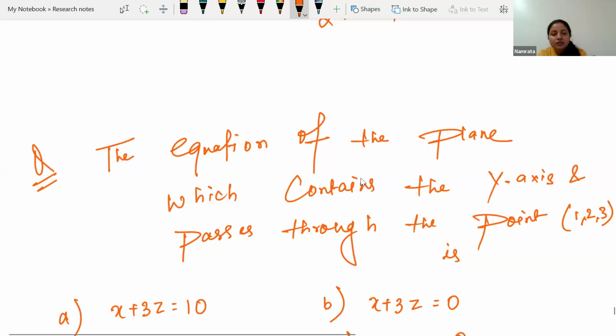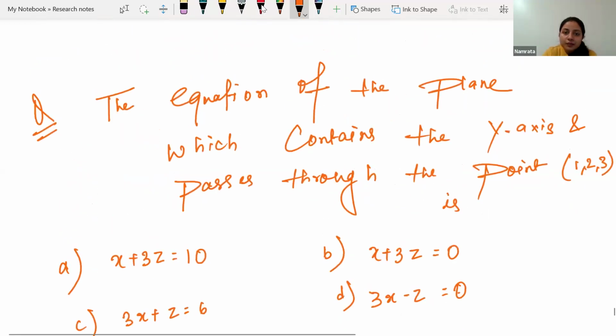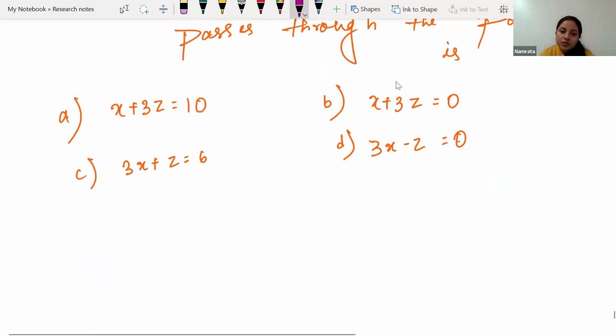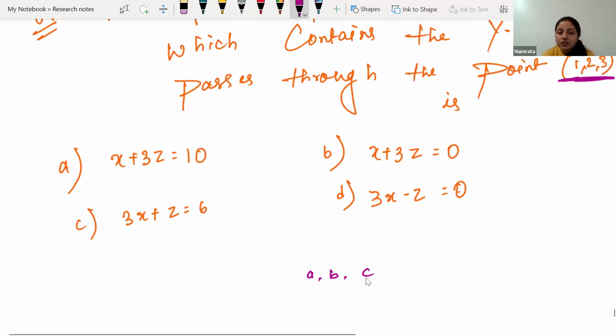Okay, let's see what the question says. Equation of a plane which contains the y-axis and passes through this point. Okay, so we know that equation of a plane passing through a certain point and having direction ratio, let's say direction ratio is a, b, c. So equation of a plane will look like, can you tell me what will be the equation of a plane having direction ratio ABC and passing through this point? Let me know.